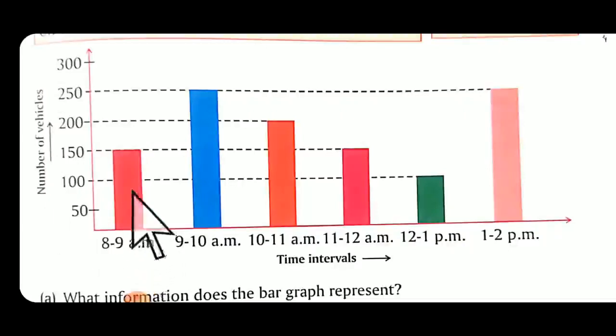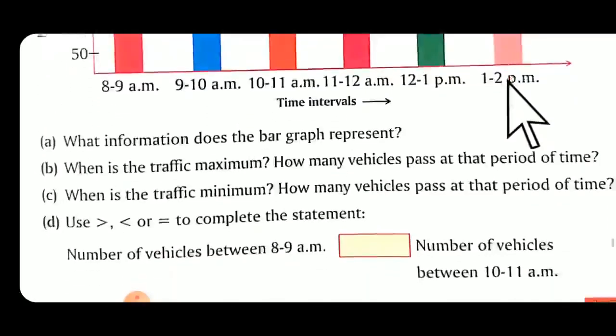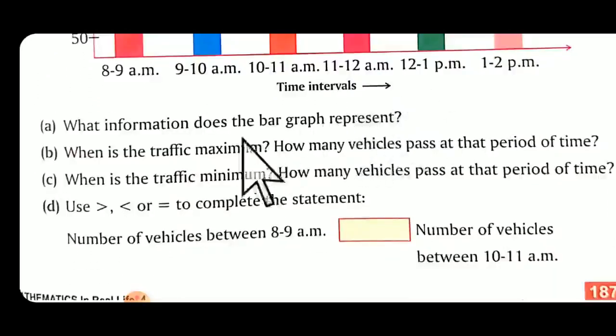Between 8 to 9, how many vehicles are moving? 150. 9 to 10, 250 vehicles. Then 10 to 11, 200. 11 to 12, it is 150. 12 to 1, it is 100. And 1 to 2, how many vehicles are moving? 250 vehicles are moving. So what is the first question?